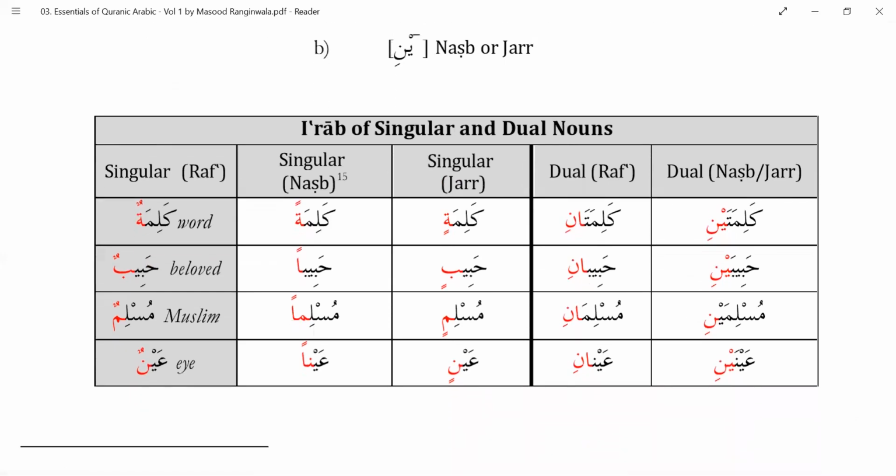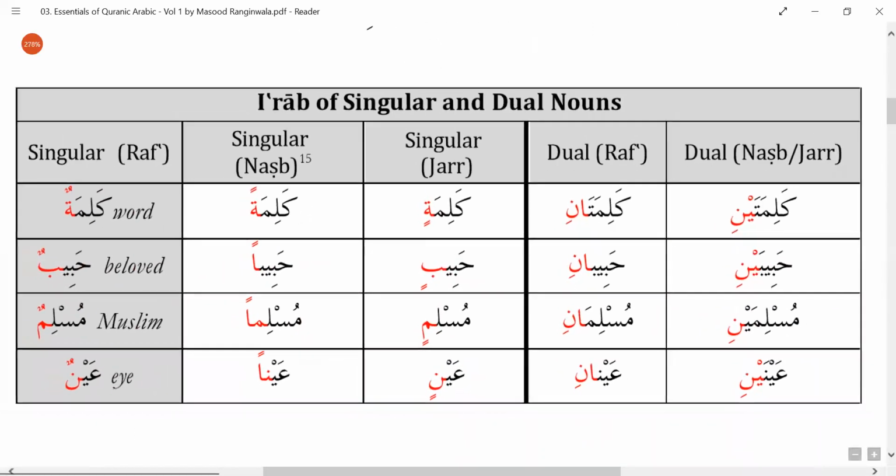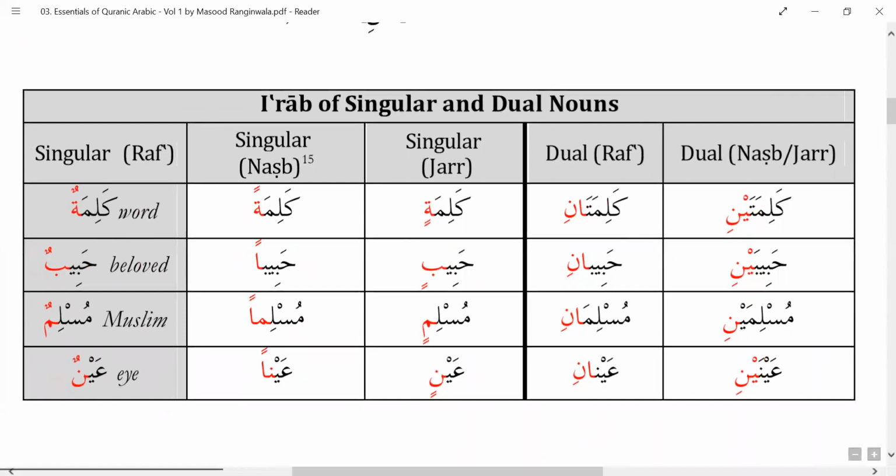In the same way, you will go through Habibun, which means beloved, Muslimun, which means Muslim, and Ainun, which means eye. Go over this table and have a look at it, or just try on your own. Cover the book with a paper or something, and ask: if Habibun is Rafa, how do I make it Nasb, how do I make it Jar?